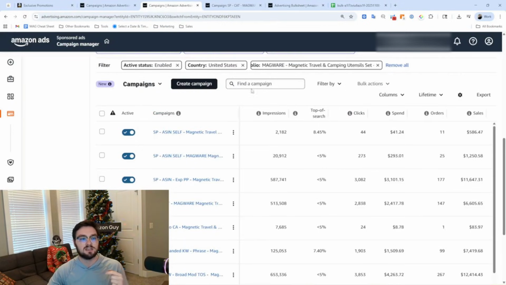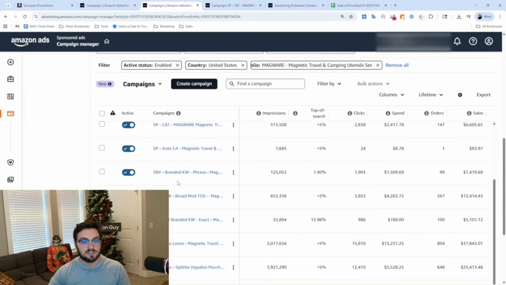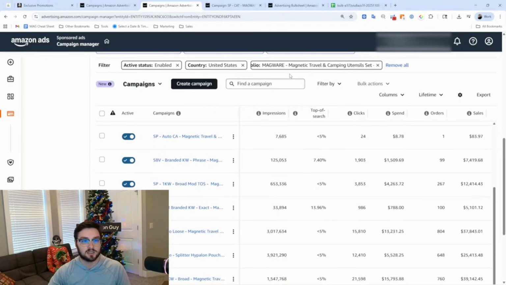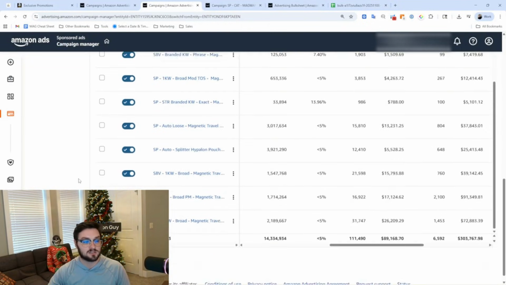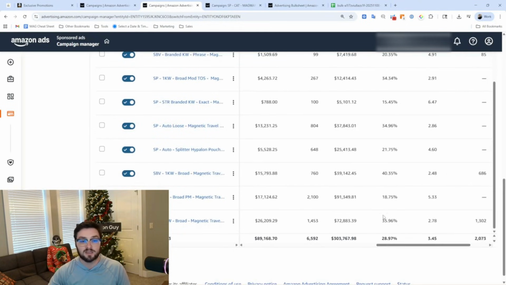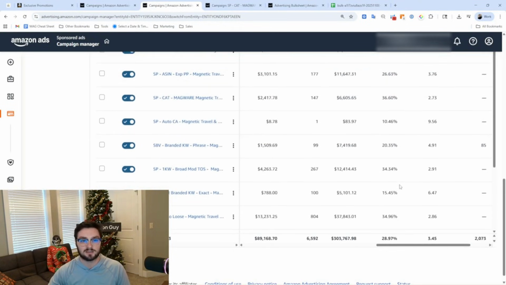So once you get past all of this, a really nice thing that you can actually do is filter by the portfolio itself. So you can see within here that we have all of the different campaigns that we are targeting for this specific type of product. And this allows us to basically just optimize only for this type of product when we're looking at the different campaigns.